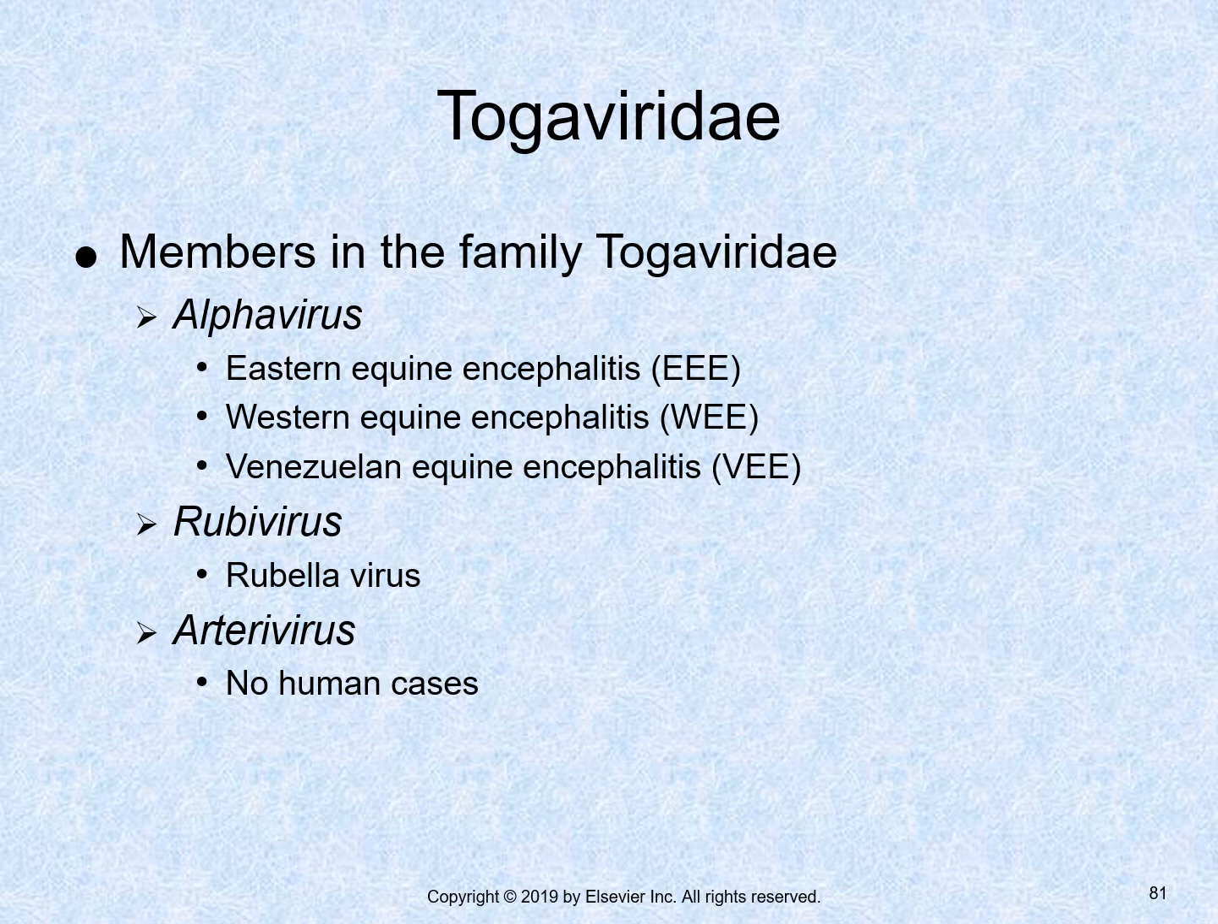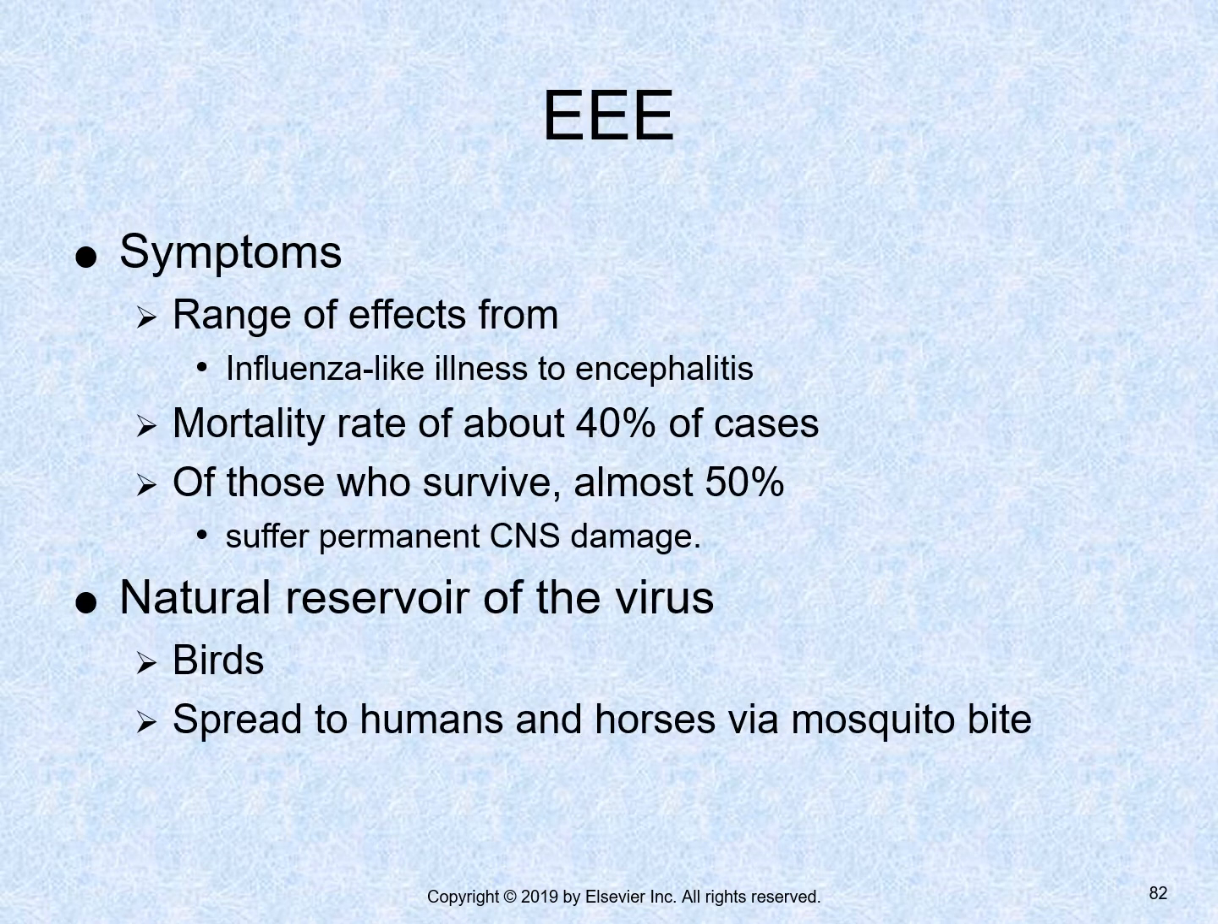Arterivirus has not been associated with any human cases of infection. Eastern equine encephalitis has symptoms that range from influenza-like illness to encephalitis. The mortality rate of this infection is about 40% of the cases. Those who survive, almost 50%, suffer permanent central nervous system damage.